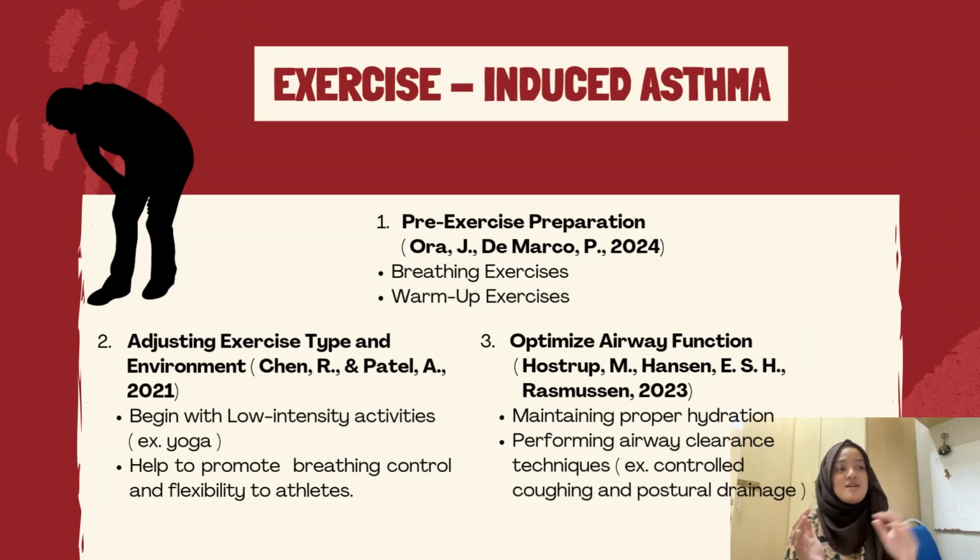Okay, for the exercise-induced asthma part, the way to optimize respiratory function to improve their performance is by doing pre-exercise preparation. For example, breathing exercise, warm-up exercise, and then we have adjusted exercise type and environment. So I think before they start the intense activities, it is more preferable for them to begin with low-intensity activities first. For example, like yoga. So this helps to promote breathing control and flexibility to athletes without stressing their lungs.